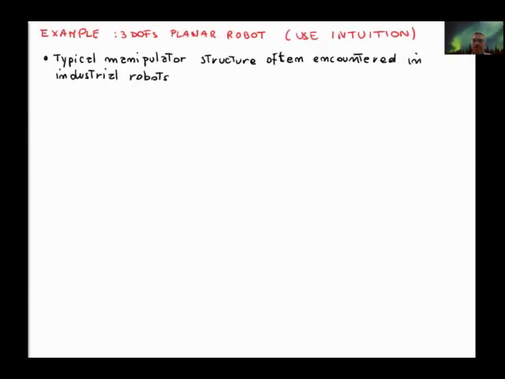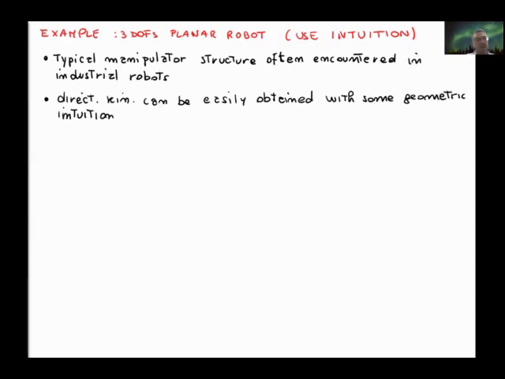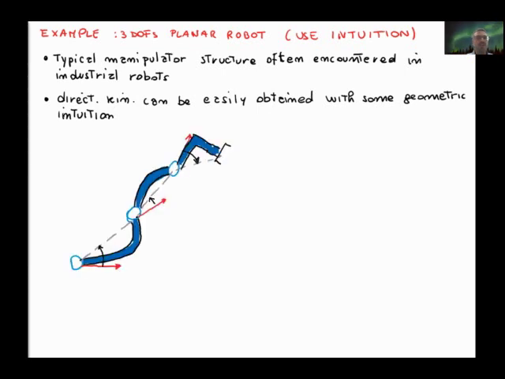Now, if we want to do an example, we can consider, for example, a 3 degrees of freedom planar robot, which could be a typical manipulator structure in industrial robots for pick and place operations. And in this case, we can compute the direct kinematics based on some geometric intuition.